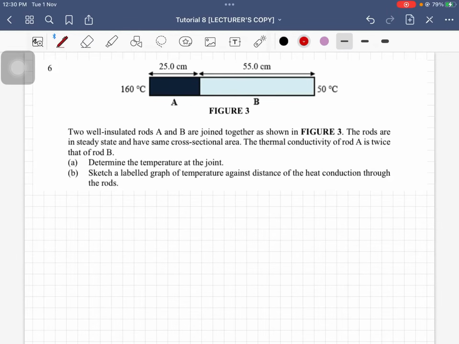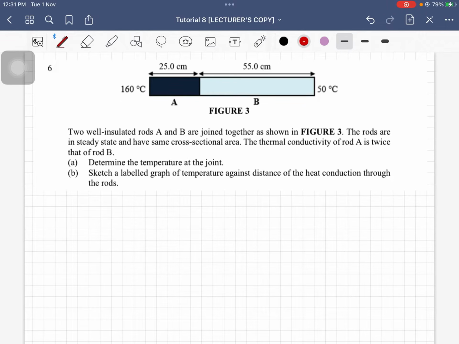Question number 6. There are two well-insulated rods A and B joined together. The rods are in steady state and have the same cross-sectional area. The thermal conductivity of rod A is twice that of rod B.